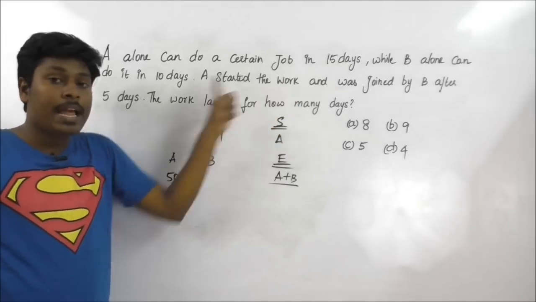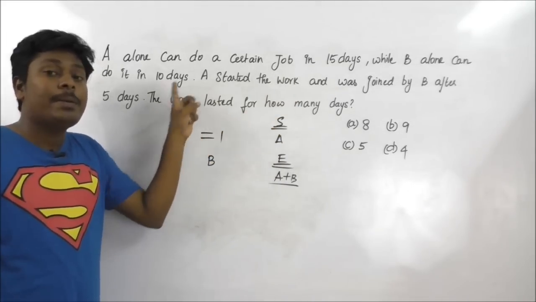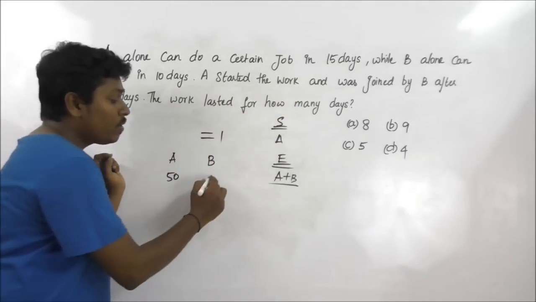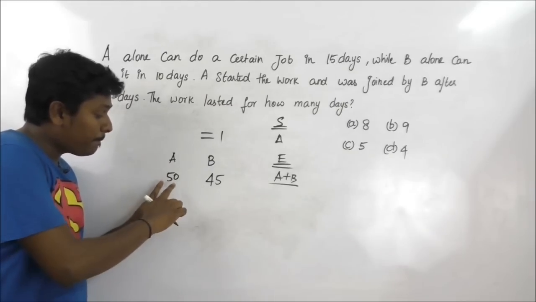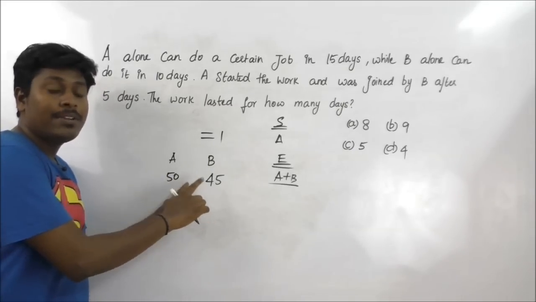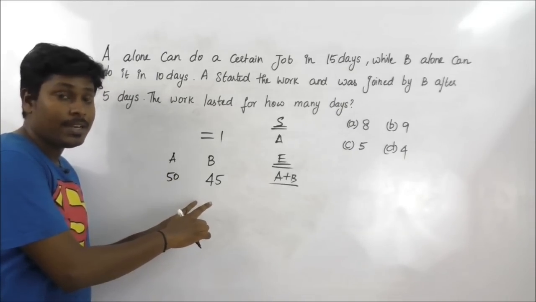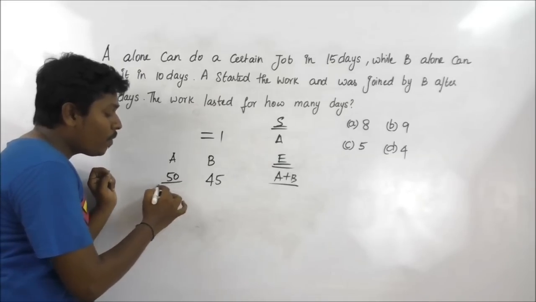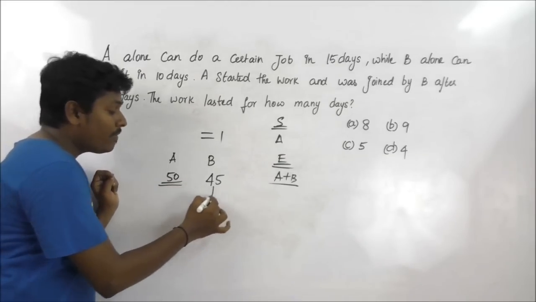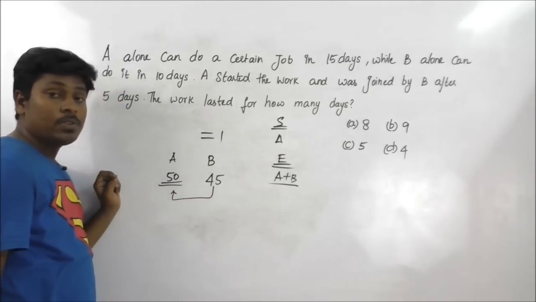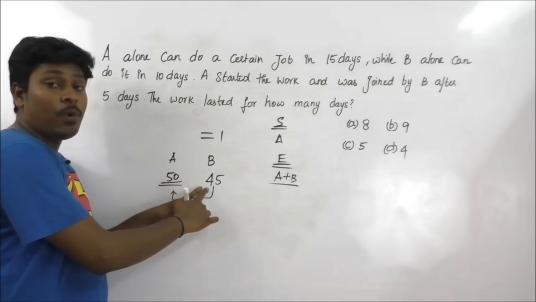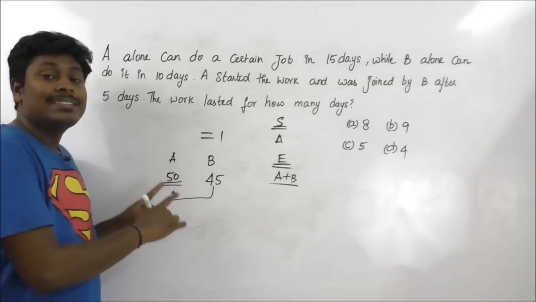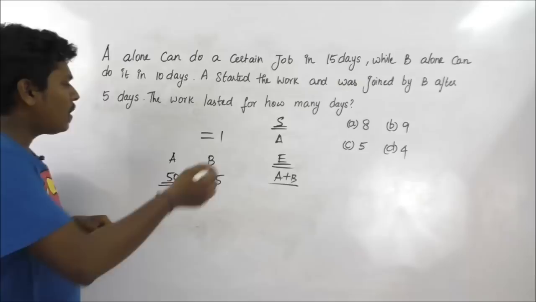B has joined after 5 days. So if B has joined after 5 days, B should work 45 days. Got the idea? Compared to A, B has worked 5 days less. So see here friends, A has worked for 5 days more when compared to B. We can clearly say from this condition that B has worked 5 days less than A. Right? So go for any other.